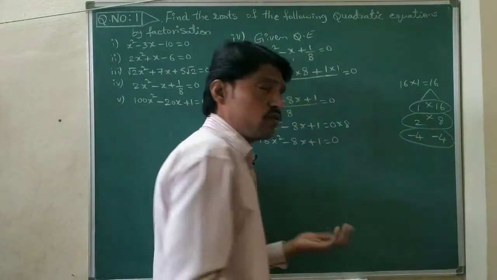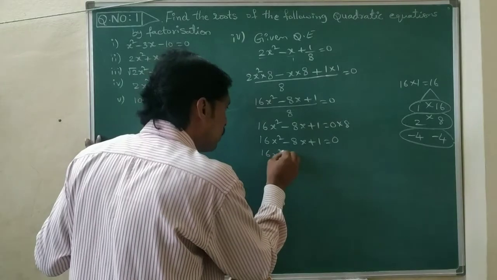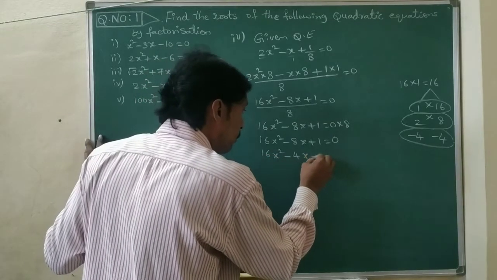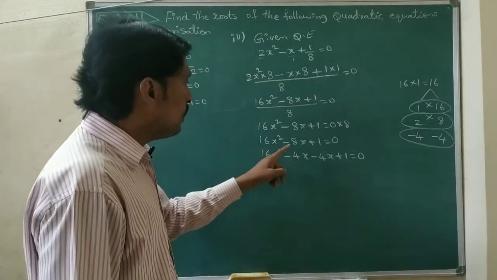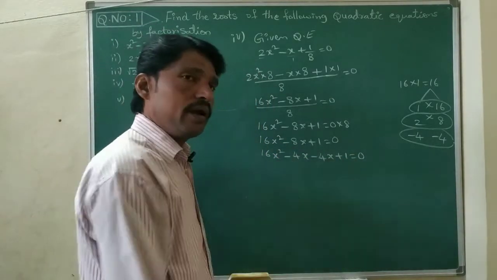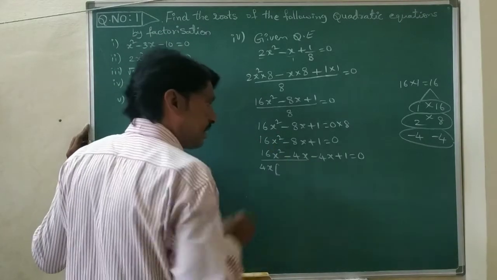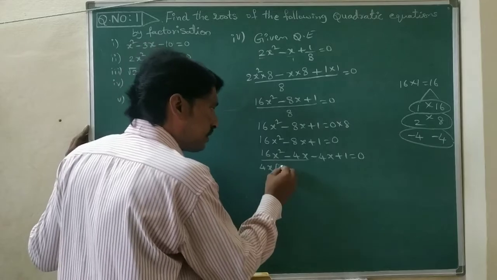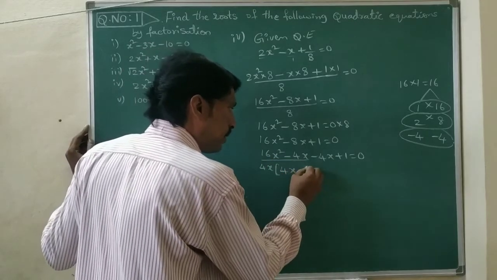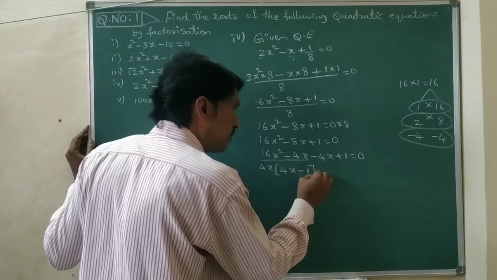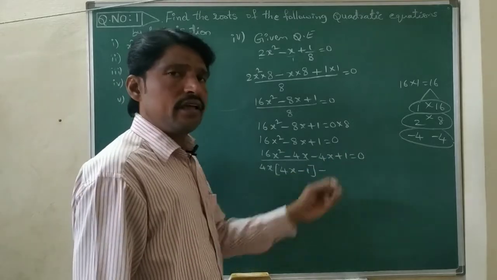Both are minus, which means we need to add only now. So write down that one: 16x squared minus 4x plus 1 equals 0. Here, this 8 I wrote as minus 4x. Up to here, 4x is common. I took 4x as common: 4 fours are 16, and from 1x taking 4x as common, only x remains. Minus 4x, taking 4x as common, leaves 1. Here 4x is there, here 1 is there.